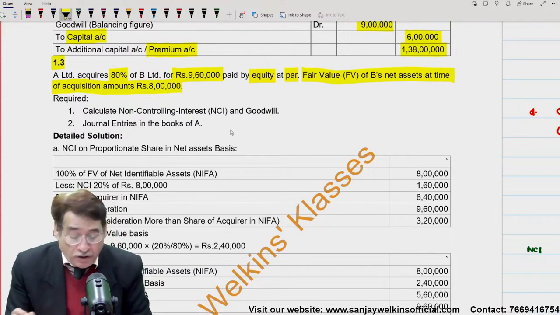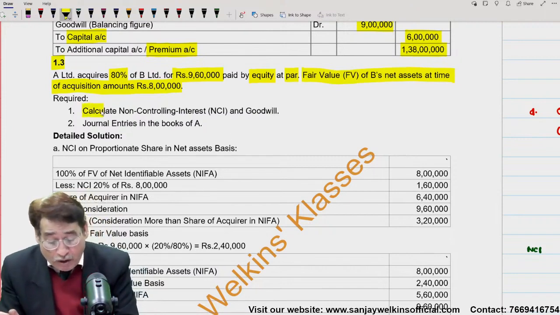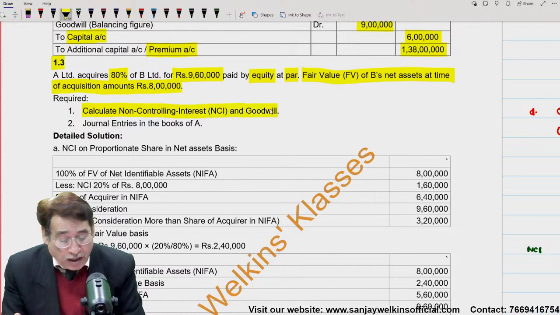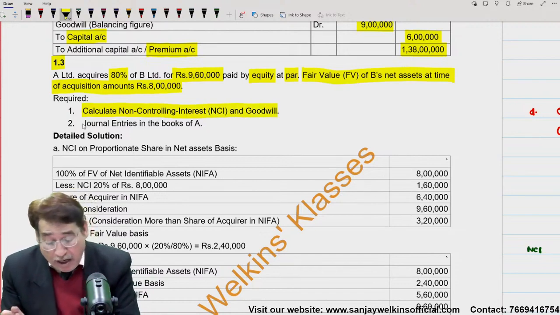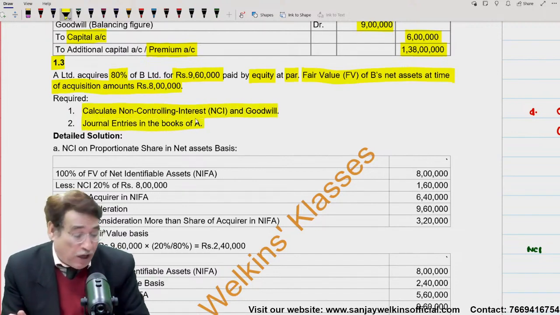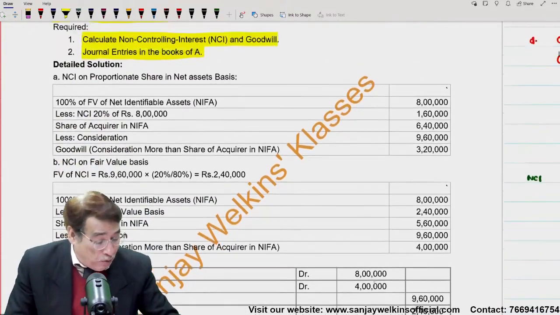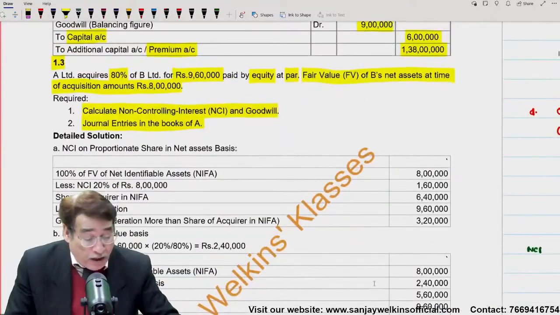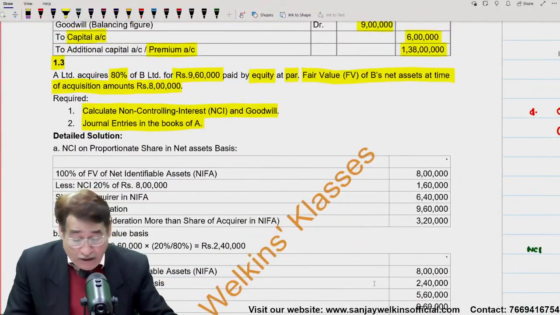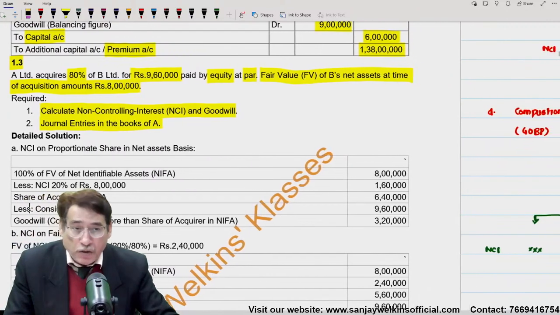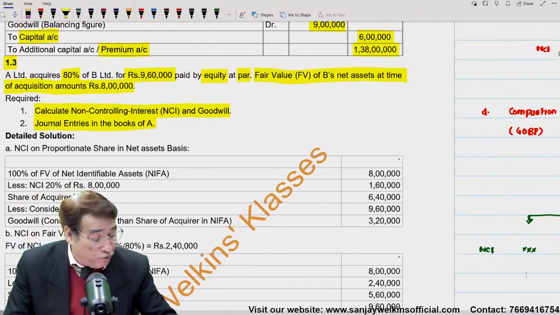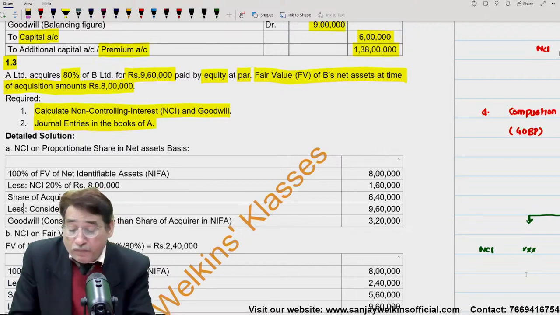Question is not very tough, but at the same time, let's have a look. Calculate non-controlling interest and goodwill. Question states first, and then journal entries in the books of A Limited. To this particular question, actually, I just want to explain 2-3 points, and that is the reason I am picking up this question. Just let me create a bit of a space so that it becomes easier for me and for you too.